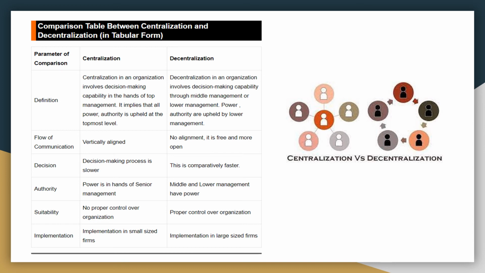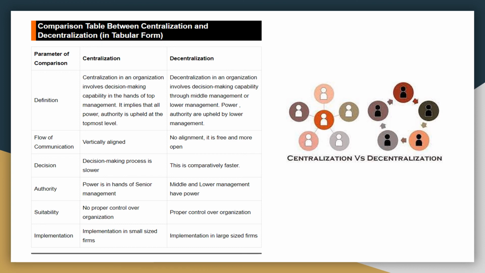The flow of communication in centralization is vertically aligned, whereas in decentralization there is no such alignment; it's free and more open. In decision, the decision-making process is slower in centralization because it has to pass various levels to get agreed upon, and in decentralization it is comparatively faster. The authority under centralization is in the hands of senior management, whereas in decentralization, mid and lower management have the power.